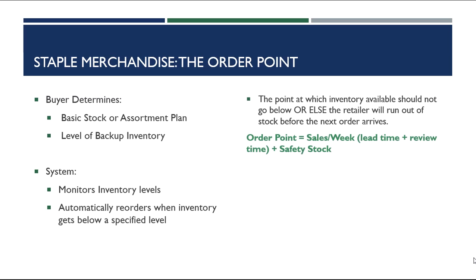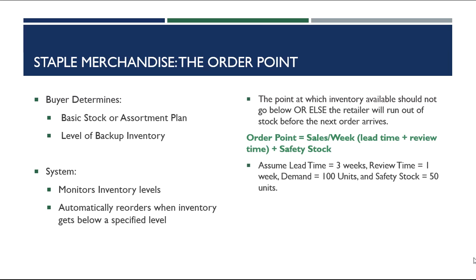So there's an equation here that we're going to look at. The equation is to find the order point. And the order point, the definition of that is the point at which inventory available should not go below. If inventory goes below the order point, the retailer is going to run out of stock before the next order arrives. And we do not want to run out of stock before our next order arrives in the store. So that order point, the equation looks like this. You take your sales per week, you multiply it by your lead time plus review time, and then you add your safety stock number. So I'm going to give you an example to make that easier to understand.